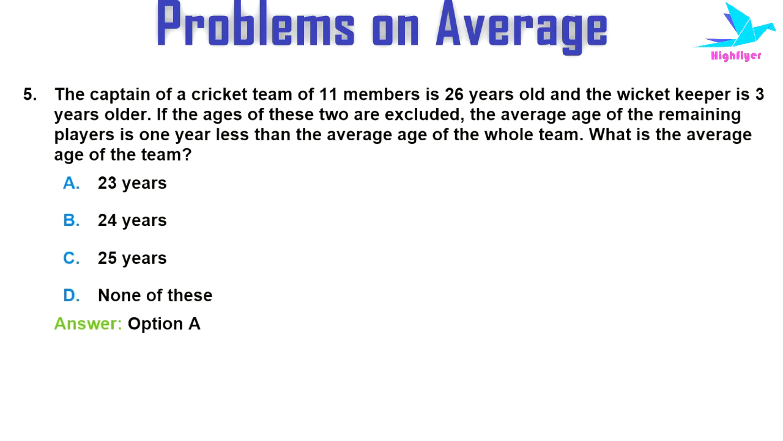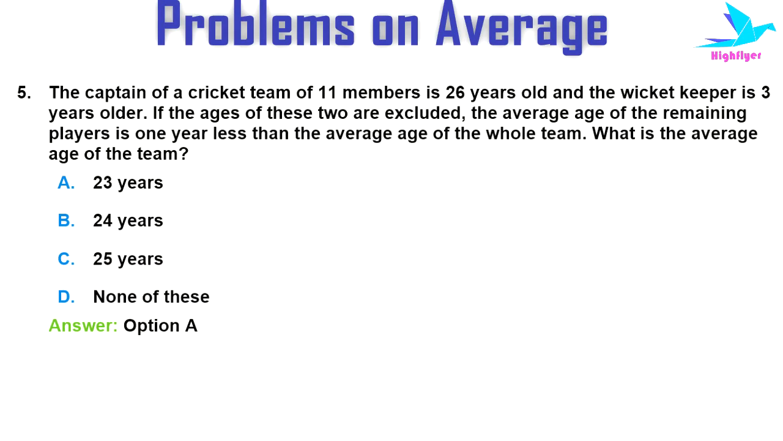Next question. The captain of a cricket team of 11 members is 26 years old and the wicket keeper is 3 years older. If the ages of these two are excluded, the average age of the remaining players is 1 year less than the average age of the whole team. What is the average age of the team? The options are 23 years, 24 years, 25 years, or none of these.